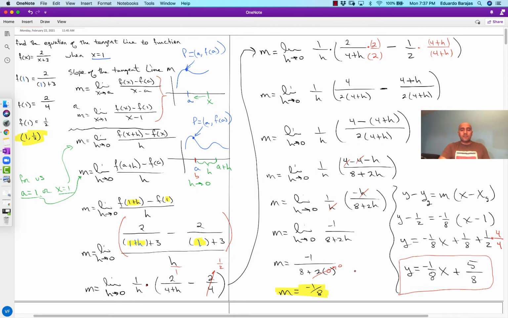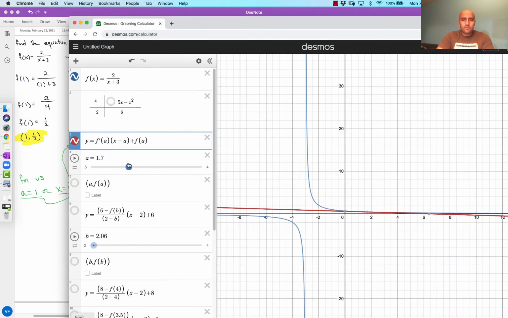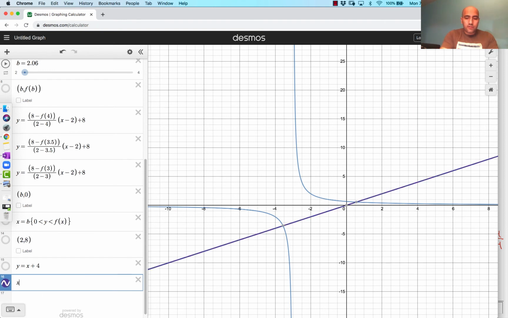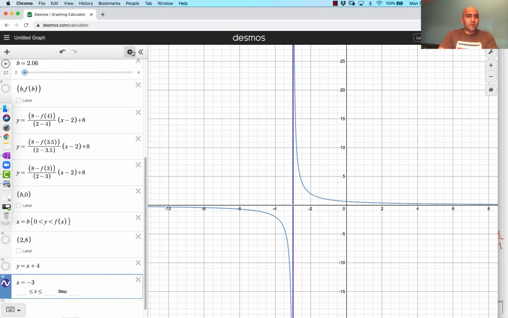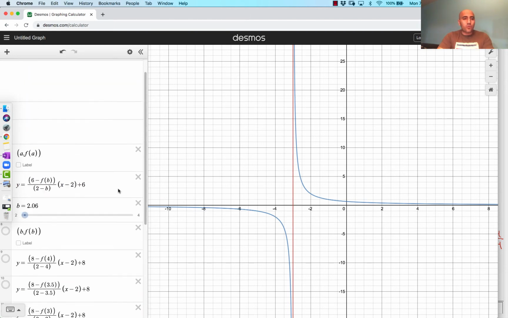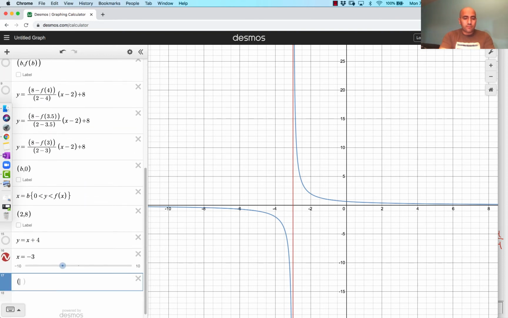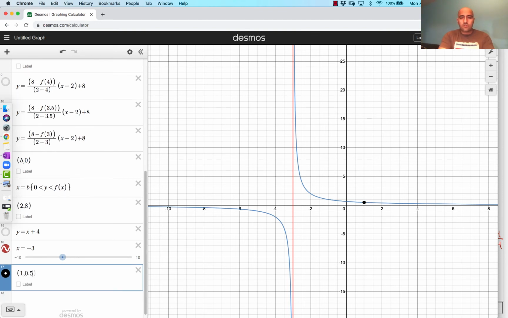Okay, so now let's use Desmos to confirm this answer. Okay, so here is my equation, 2 over x plus 3. We know that it has a vertical asymptote at negative 3, so we can graph that. x equals negative 3. So that's a vertical asymptote. And then we also have a horizontal asymptote at the line y equals 0, or the x-axis. Okay, and we're interested in knowing what happens when x equals 1. So when x equals 1, we get the point 1, 1/2. So that would be this point right there, 1 comma 1/2.